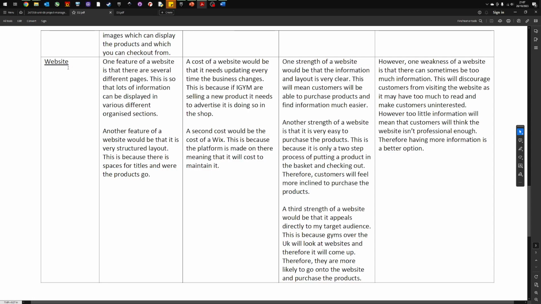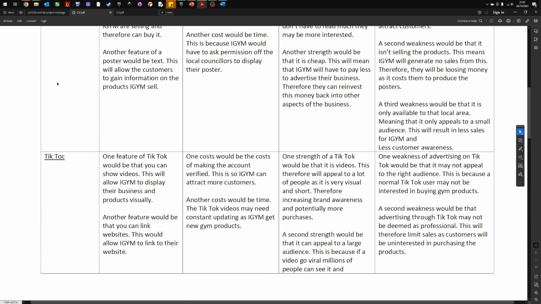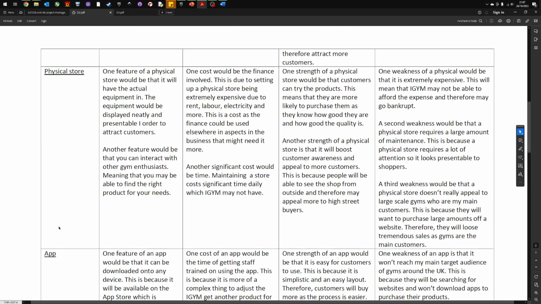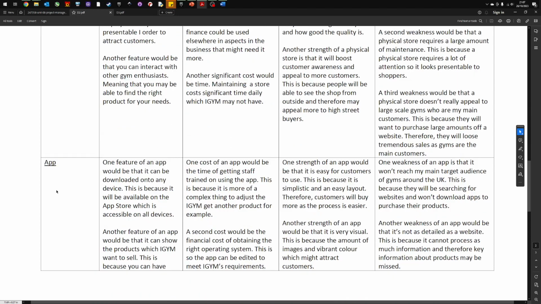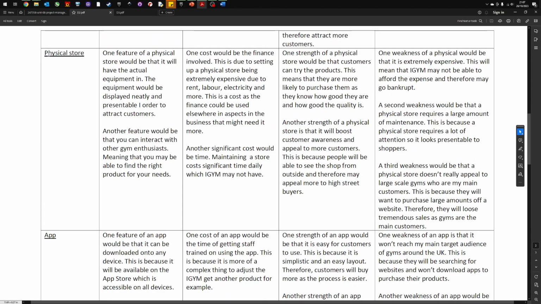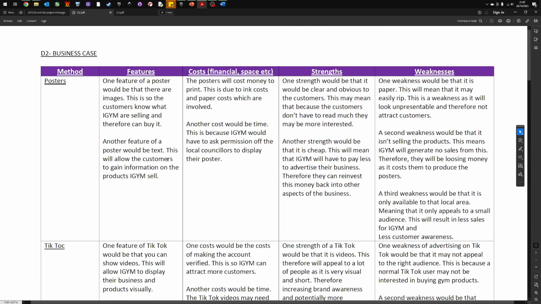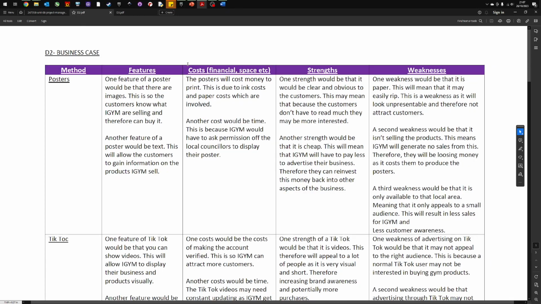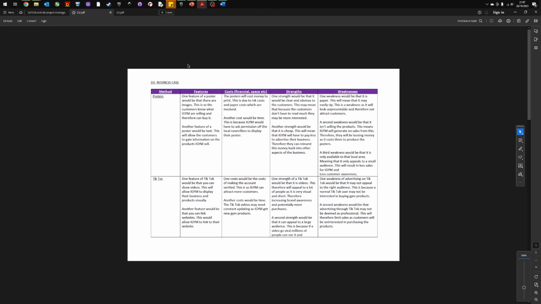Now, I would always include the solution that you are going to create. So if you are going to create an app, then you want to include app in there as well. If you're going to create a website, include website. I've just seen this one as well. They're talking about making a physical store. So you could actually have a physical store at the gym where they sell equipment and things like that. So this is a table created in Word. I recommend you orientate your page to landscape, possibly even A3, so it fits nicely onto the page.